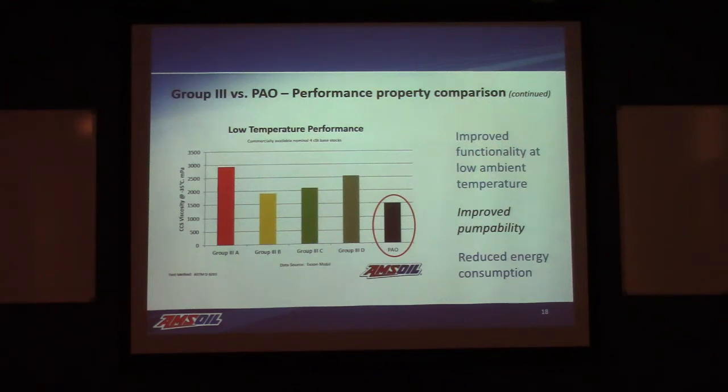And hence, PAOs are very much the same regardless of how they're obtained, but Group 3s are not. They will vary from one supplier to another, again depending on how they were actually manufactured. How much difference is there? Depending on the characteristic, in some cases not much. In this case, we're looking at low temperature properties.